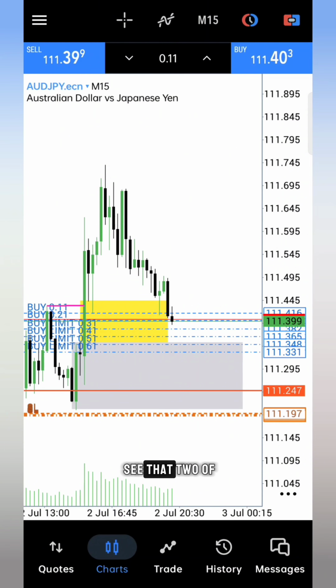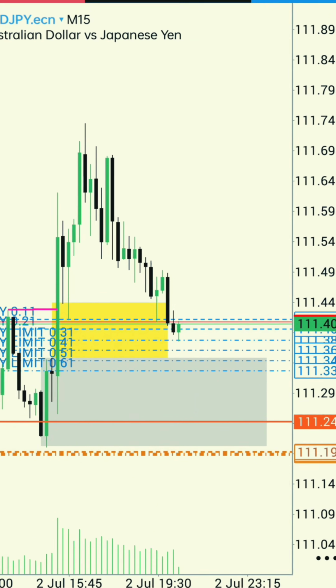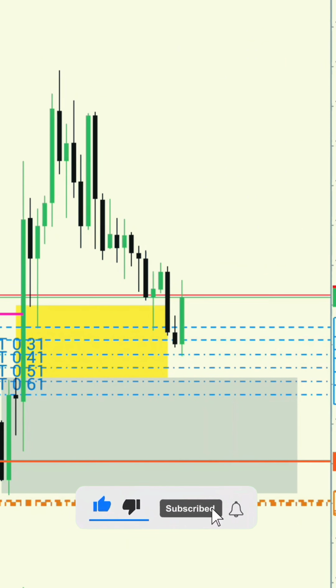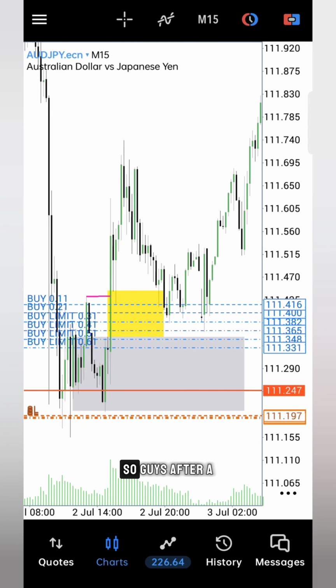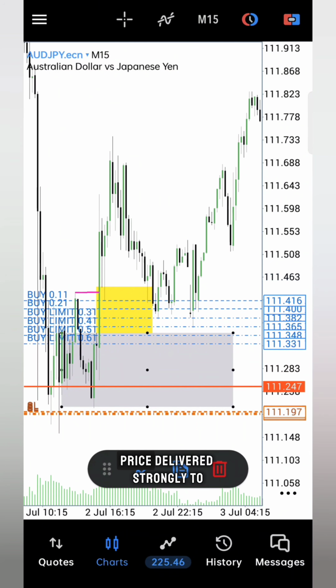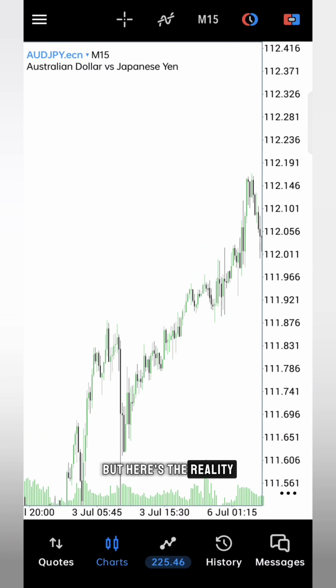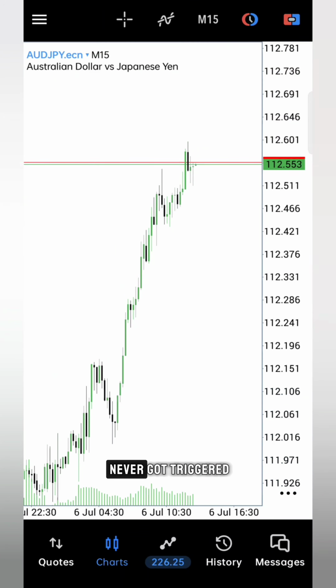So here we can see that 2 of my orders have already been filled, and let's see what happens with the rest. The next day. So guys, after a long wait, price delivered strongly to the upside, moving significantly higher. But here's the reality, only 2 of my orders were filled at the zone. The remaining pending orders never got triggered.